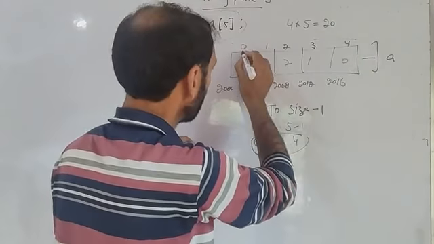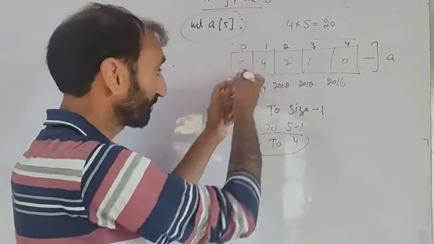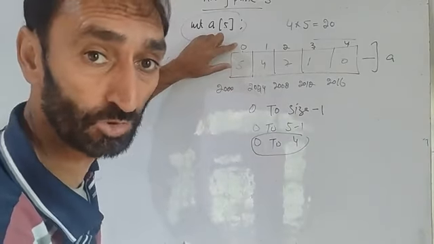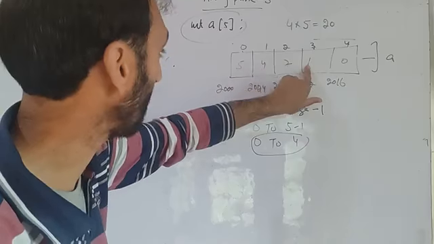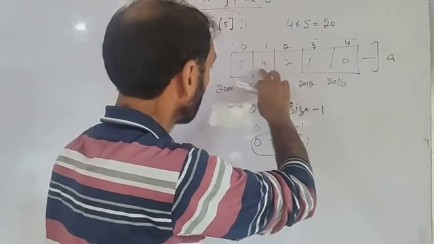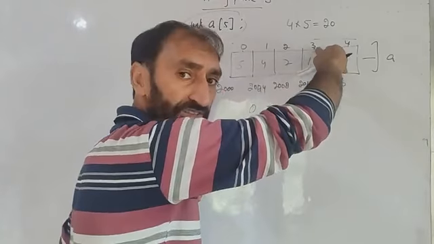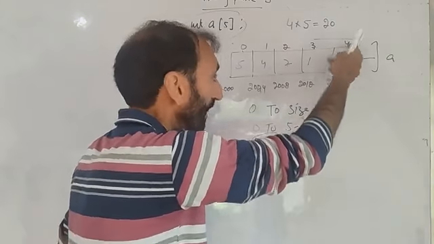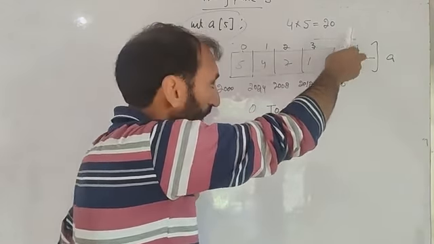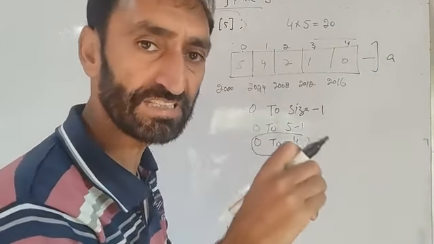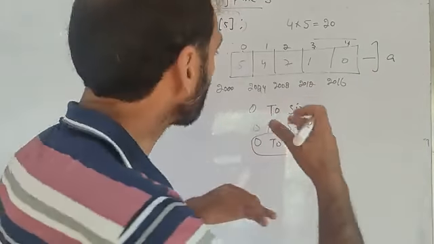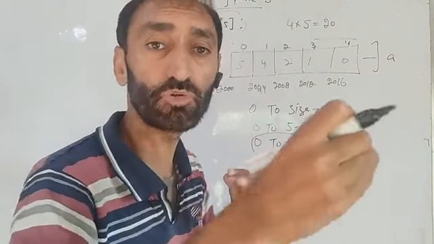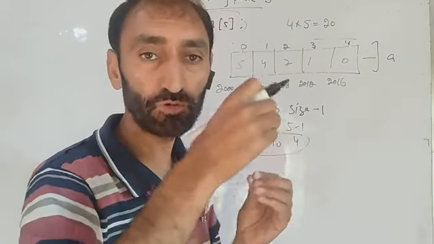The first element, 5, is present at position 1 but at index 0. The next element is present at position 2. The element 4 is at position 4, but at index 3. And 0 is located at position 5, but at index 4. So the index starts from 0. This is another property of an array: the array indexes start from 0 to n minus 1, where n is the size.